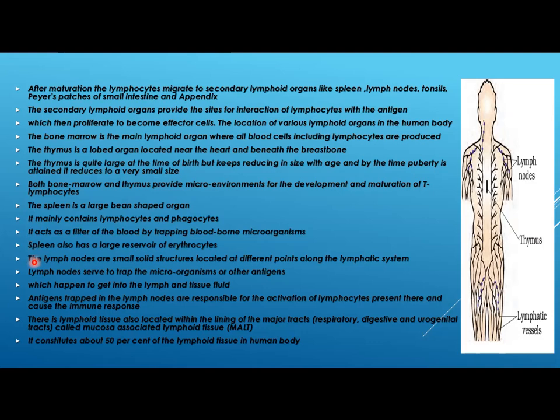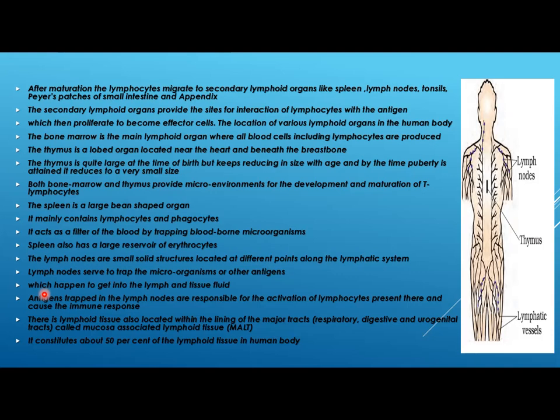The lymph nodes are small, solid structures located at different points along the lymphatic system. Lymph nodes serve to trap the microorganisms or other antigens which happen to get into the lymph and tissue fluid. Antigens trapped in the lymph nodes are responsible for the activation of lymphocytes present there and cause the immune response.